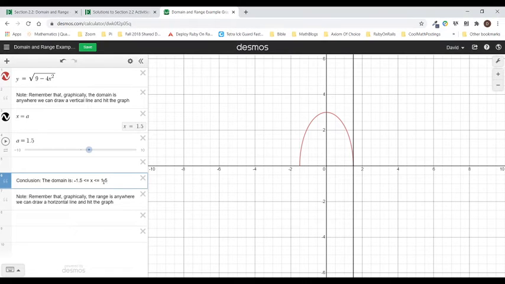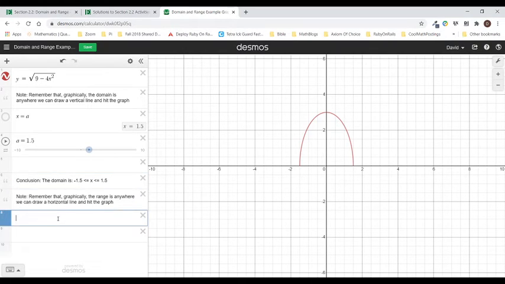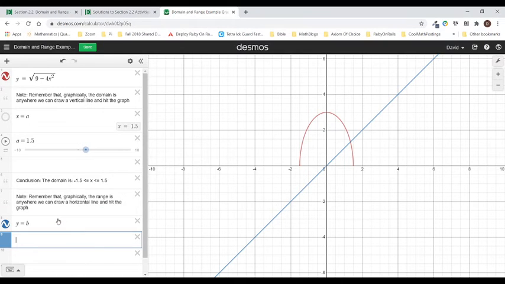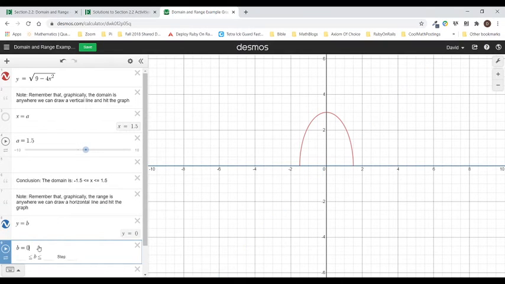Okay, now I want to do range, so I'm going to get rid of the vertical line, and I want to draw a horizontal line. Remember that horizontal lines have equations of the form y equals b. And again, it's drawing a line I don't like, but I'm just going to say b equals 0, so it'll make a slider for me.